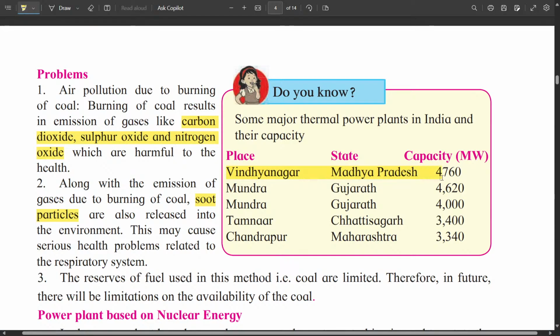Vindhyanagar in Madhya Pradesh, 4760 megawatt. Mundra in Gujarat, 4620 and 4000 megawatt. In Tamnar, Chhattisgarh, 3400 megawatt, and in Chandrapur, Maharashtra, 3340 megawatt.